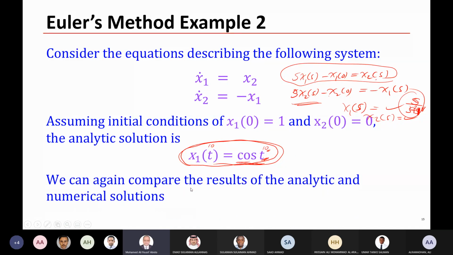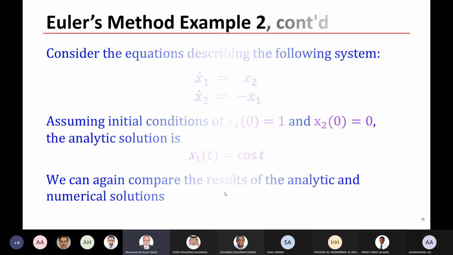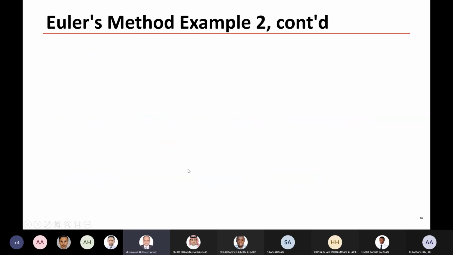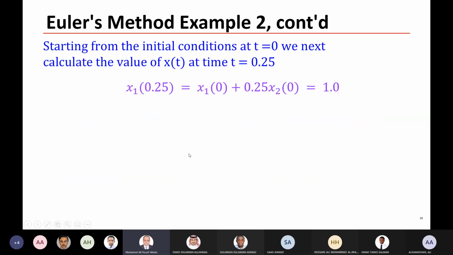We can again compare the results of the analytic solution and the numerical solutions. You can have a table again, starting from the initial conditions at t equal to 0, and next calculate x of t at time t equal to 0.25. The interval here equal to 0.25. So this is delta t.